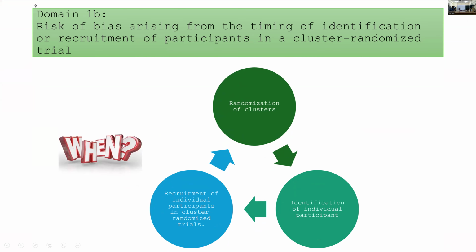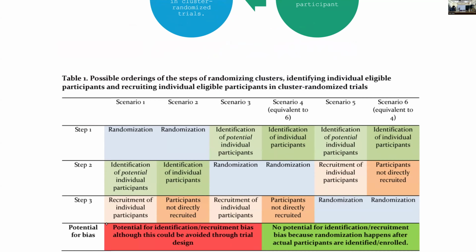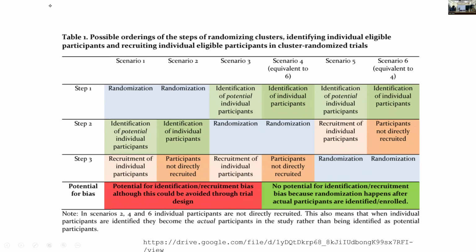So now let's go to the second domain, 1B. That is, some biases can happen when you do the following things. When you're randomizing the clusters, when you're identifying individual participants, when you're recruiting individual participants in the cluster randomized trial. So there are only 6 scenarios. First is, you randomize the cluster. Okay, and after randomizing the clusters, you identify participants, and then you recruit the individual participants.